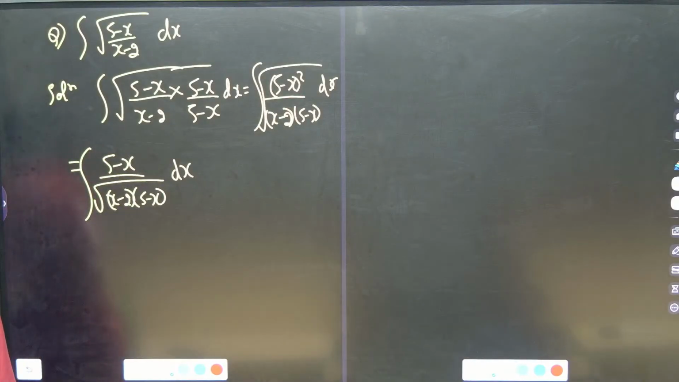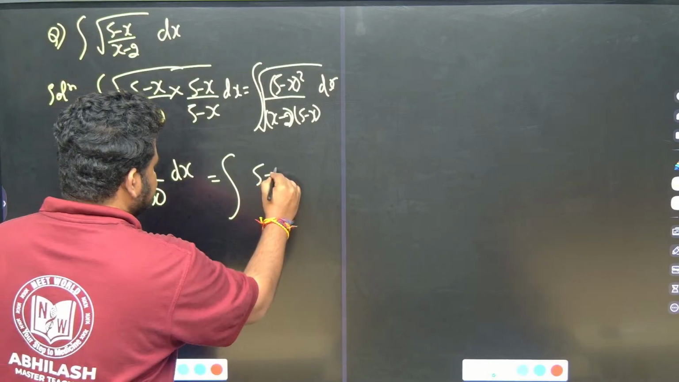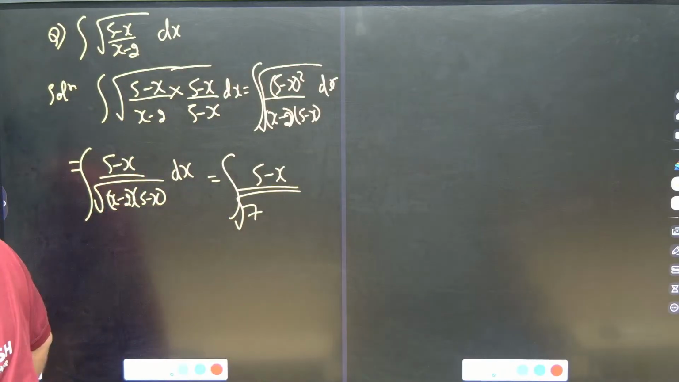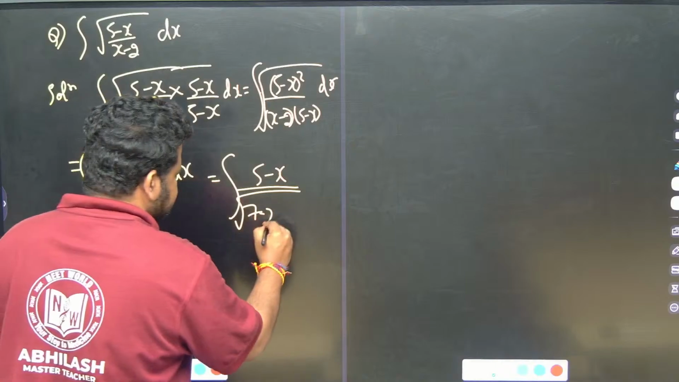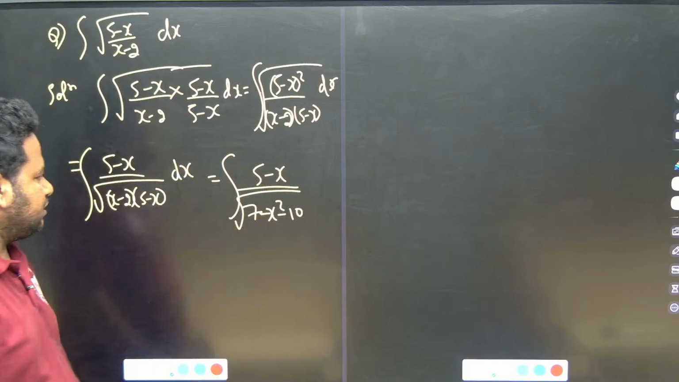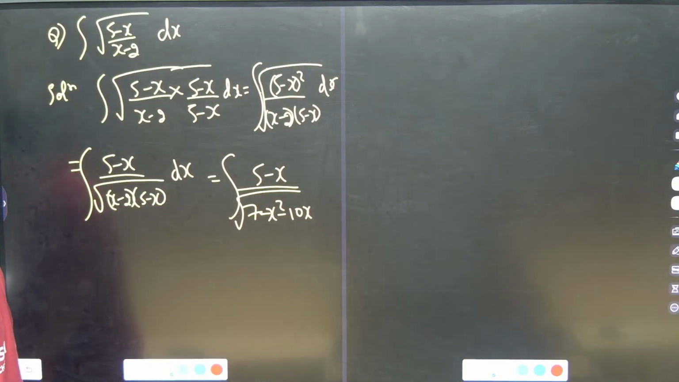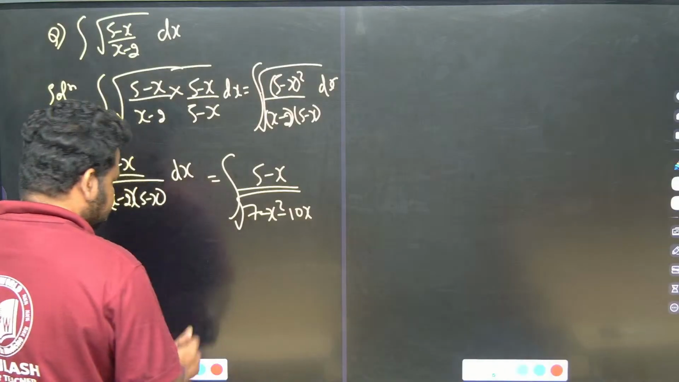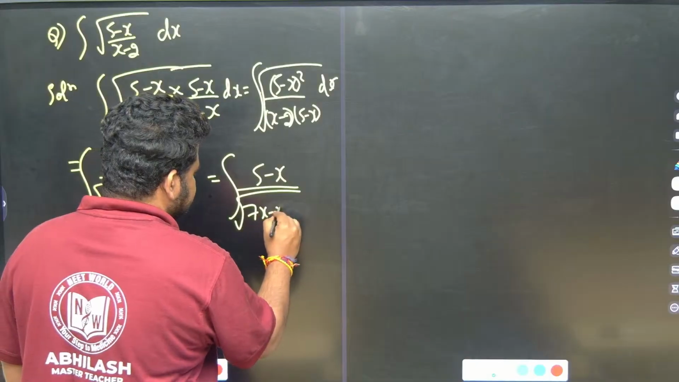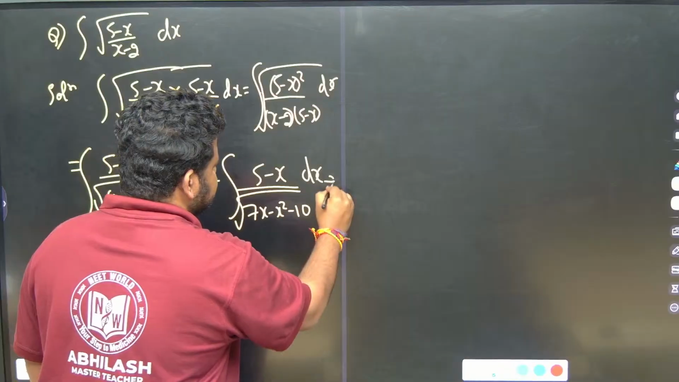Now if I multiply, I will get the integral of (5 minus x) divided by the square root of, if I multiply, 7x minus x square minus 10. Not 7 minus x square, this should actually be 7x minus x square minus 10, dx. Correct? So let us write this as equation 1.